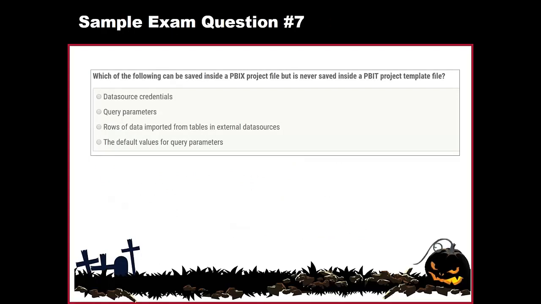That leads me to this question. Which of the following can be saved inside of a PBIX project file but is never saved inside a PBIT project template file? Okay. So data source credentials is not the right answer because that can't be saved in either PBIX or PBIT files. Query parameters can be saved in PBIT files, and they're very important. The default value for query parameters can also be saved. So the correct answer is the rows of data are never saved inside of a project template file.